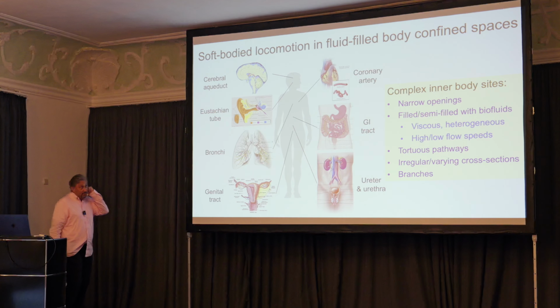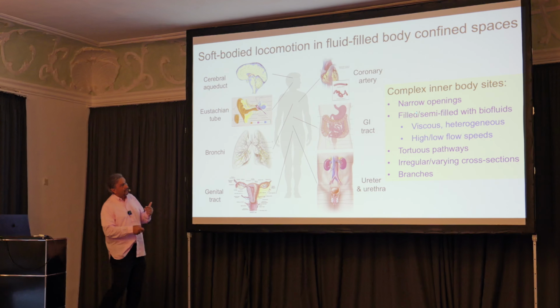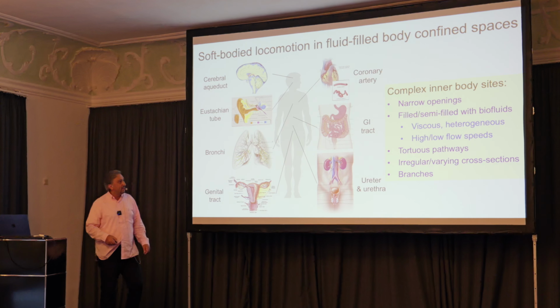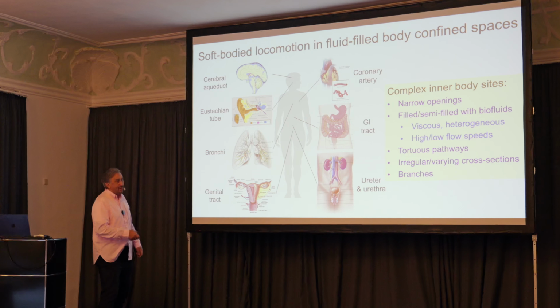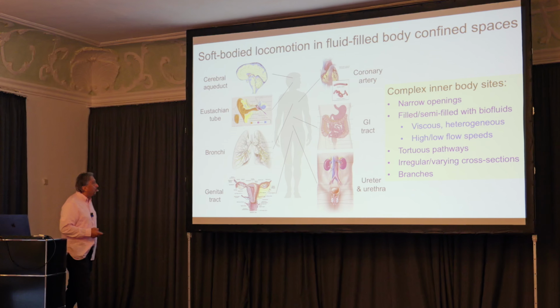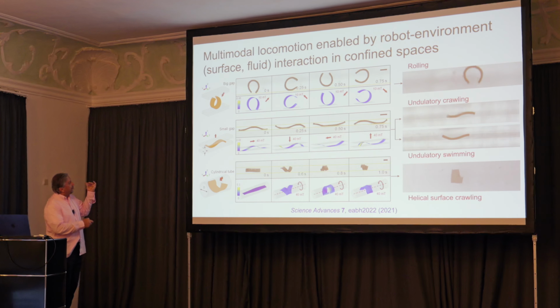So why have we been doing this research? One of the biggest challenges in robotics is, even with active matter systems, can you put all these tiny active matter systems inside the human body, which is very narrow and filled with biofluids, which are complex fluids? The paths are very tortuous, very irregular, changing diameter and morphology, and branching. So it's one of the most complicated environments that any active system can operate in.